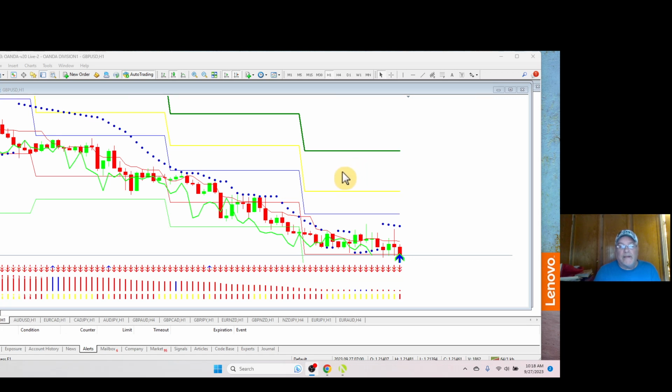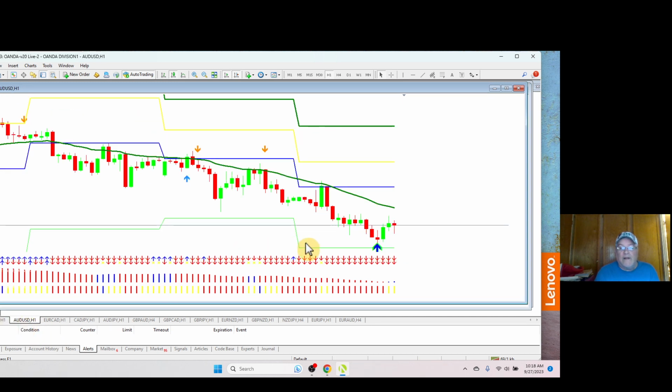Try this again, guys. Hopefully got it fixed. Looks like it. And it's the pound dollar 1 hour. It's trying to make a 1 hour buy, but this has got 42 minutes left in that candle, so can't do anything there.